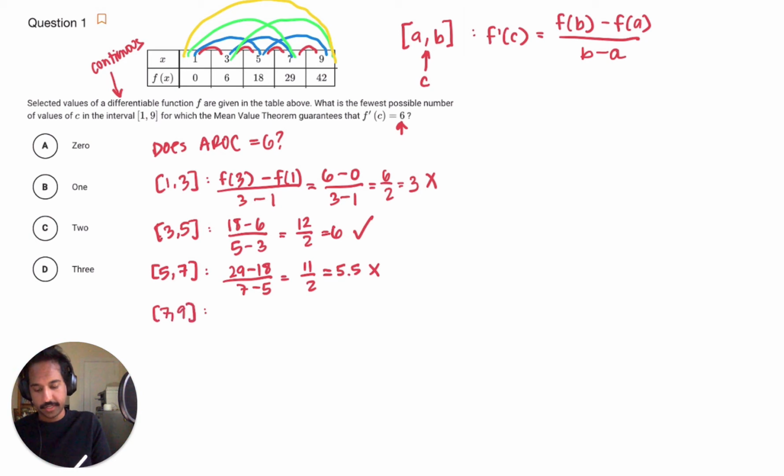Testing that one, 7 to 9: 42 minus 29 over 9 minus 7. 42 minus 29 would be 13 over 2, which is 6.5, and that one doesn't count. All right, so I've done all the red intervals.